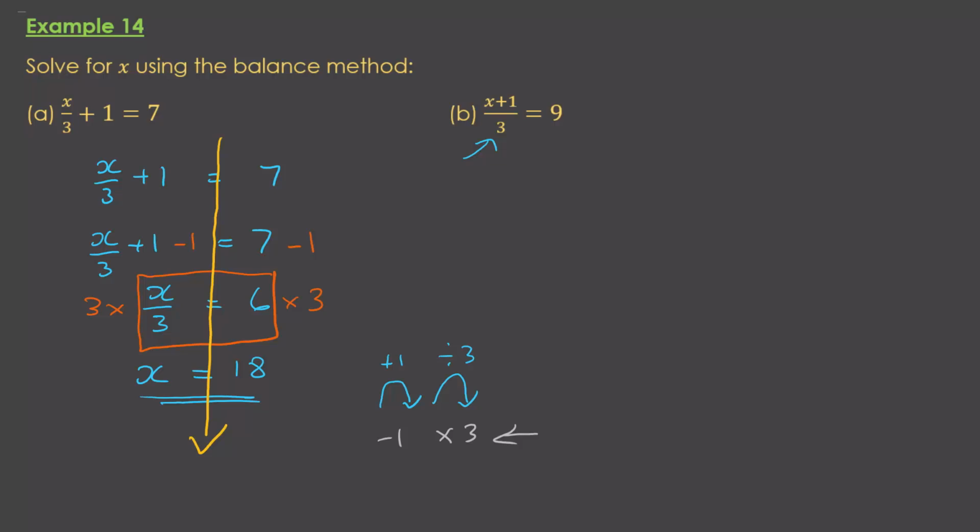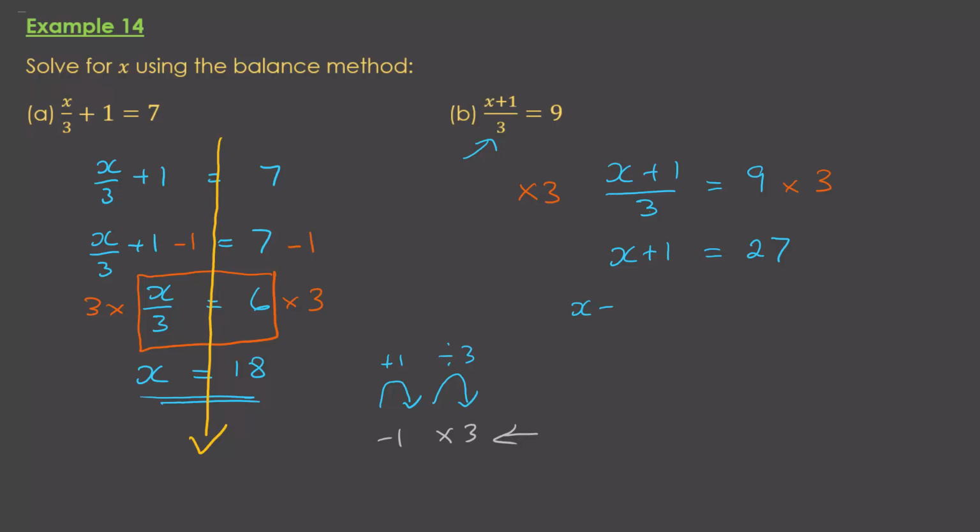So we have x plus 1 over 3 equals 9. And the first thing we want to do there is multiply both sides by 3. Now doing that, we'll get rid of this 3 on the bottom and we get left with x plus 1. And on the right hand side we get 27.